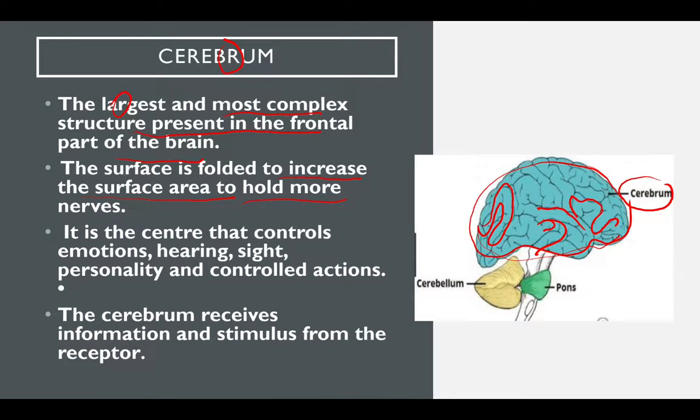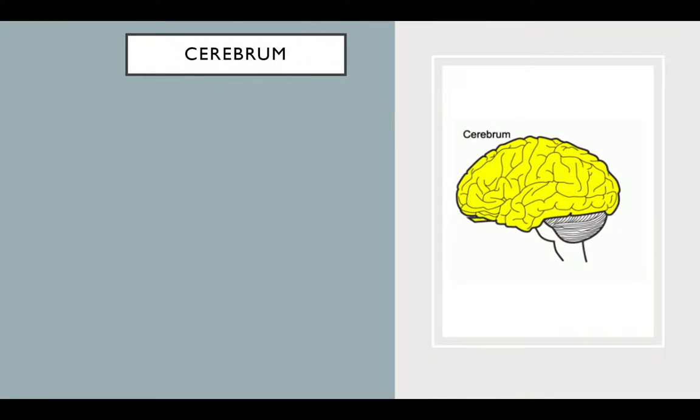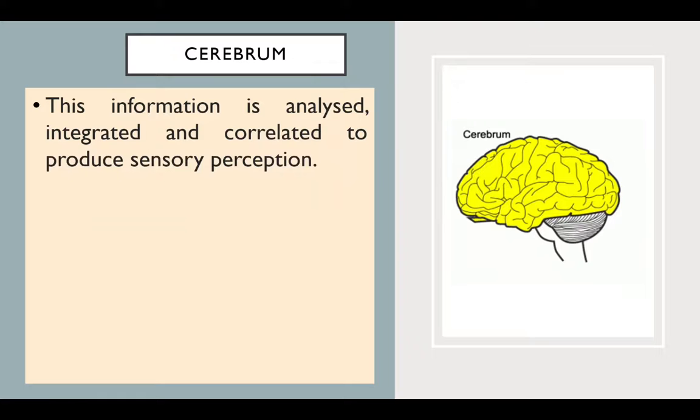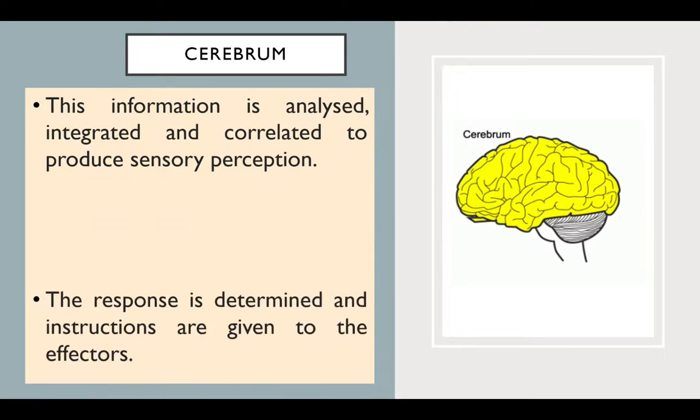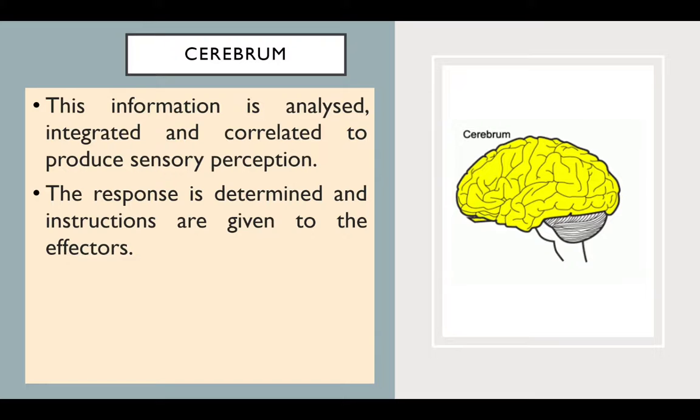The cerebrum receives information and stimulus from the receptor. Remember, information is also known as impulse. So impulse or information is received in the cerebrum, whereby the cerebrum would analyze for an appropriate response. The information is analyzed, integrated and correlated to produce sensory processing. Dah explain tadi. The response is determined and instructions are given to the effectors.